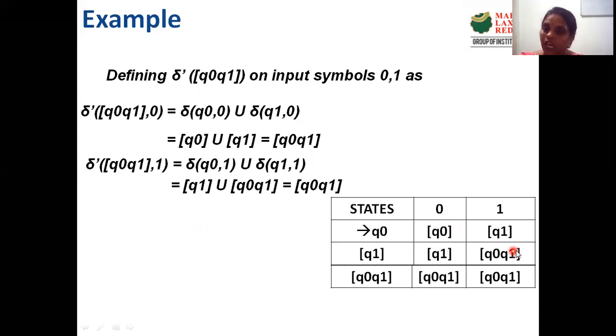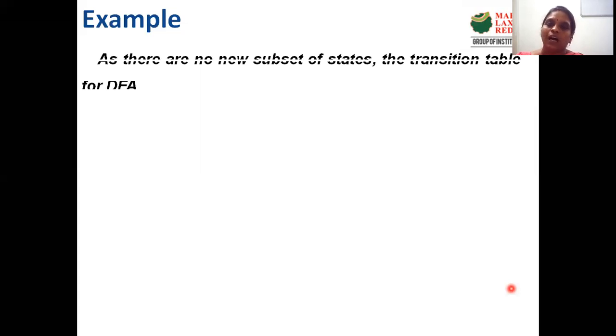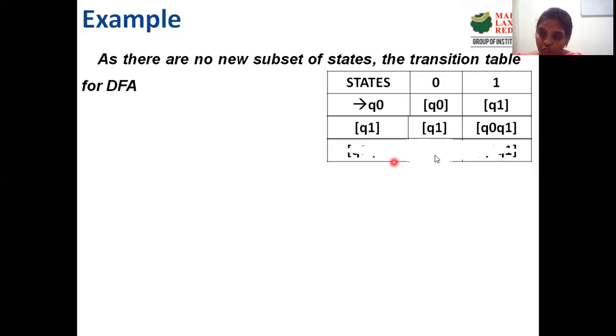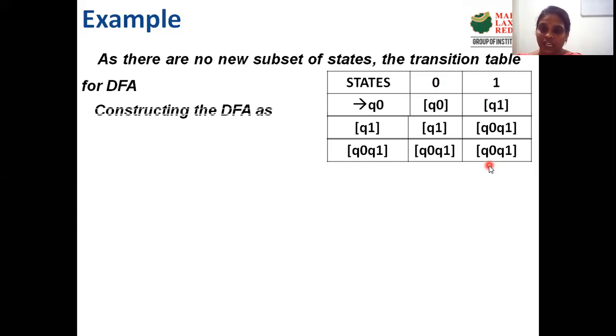This is the new state. And obtaining the transitions for Q naught Q1, on 0 it is again the same state, that is Q naught Q1 itself, and likewise on the input symbol 1. Now, as there are no new states in the DFA, we will update the transition table for the DFA as Q naught on 0, Q naught on 1, Q1 on 0, Q1 on 1, Q naught Q1 on 0 and 1. And the DFA is constructed beginning with the initial state Q naught here.